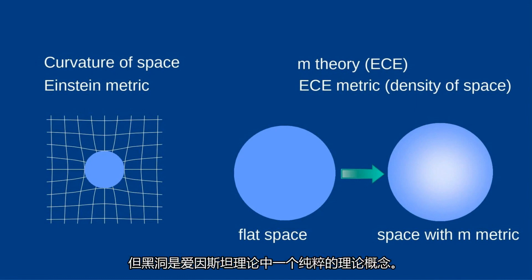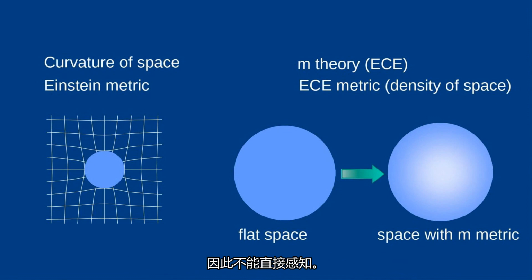But black holes are a purely theoretical concept of Einstein's theory, which is flawed, as we stated at the beginning. These objects are located behind an assumed event horizon and are therefore not directly perceptible. To that extent they are hypothetical. In ECE theory, the m function corresponds to an ether density and is therefore a general function that is not restricted to Einstein's application cases.